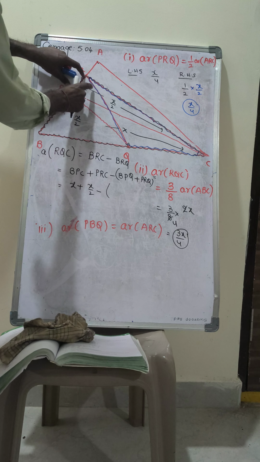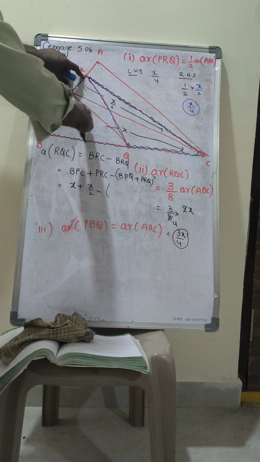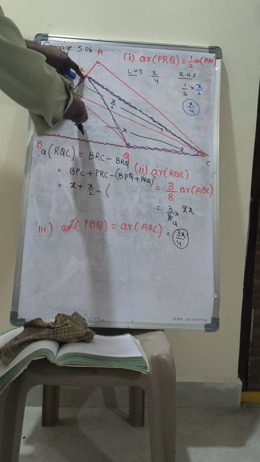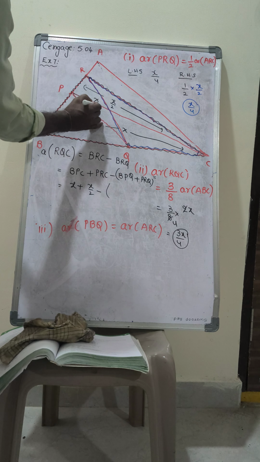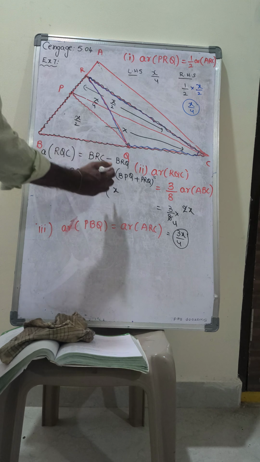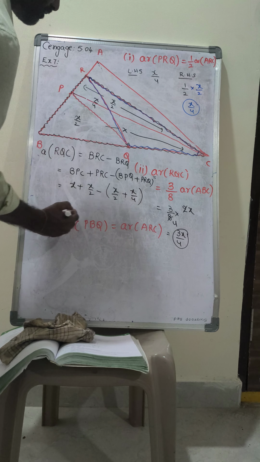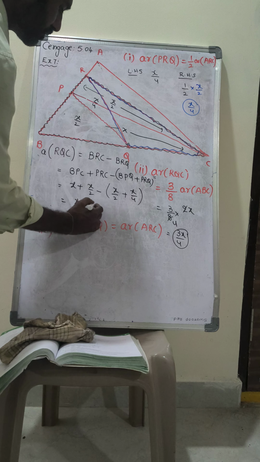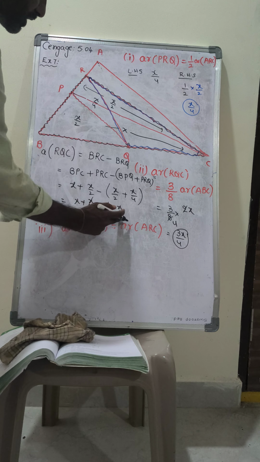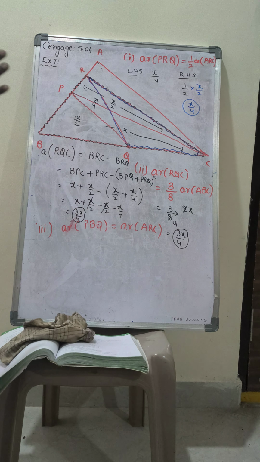Now, this one will be, okay, for example, let's see this one. This total area is X and this one will be X by 2. Therefore, this one will be X by 4. Correct? So BPQ is how much? X by 2 plus X by 4. So, X plus X by 2 minus X by 2 minus X by 4. So X by 2 cancels, and if you simplify this one, you will get 3x by 4. LHS is equal to RHS.